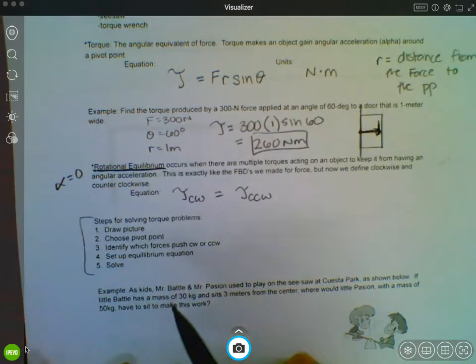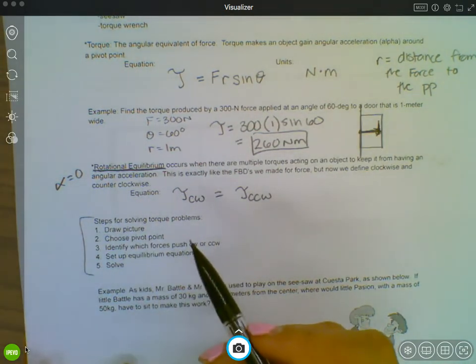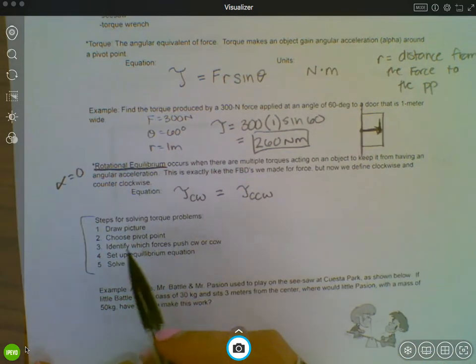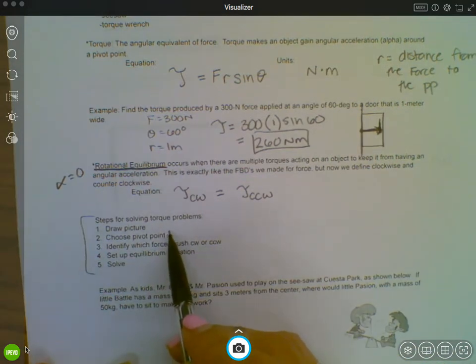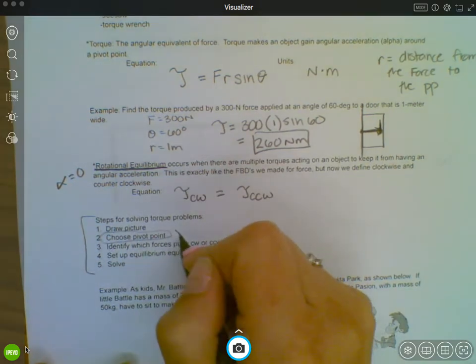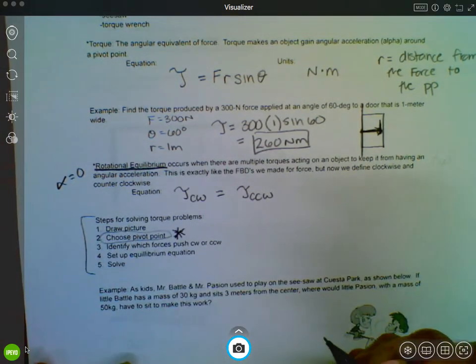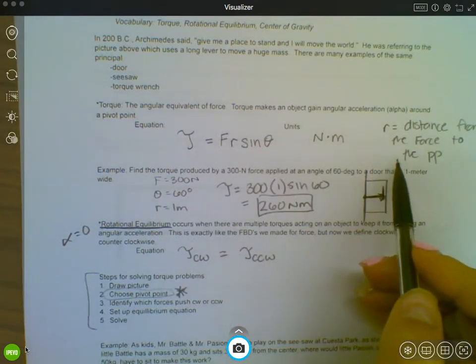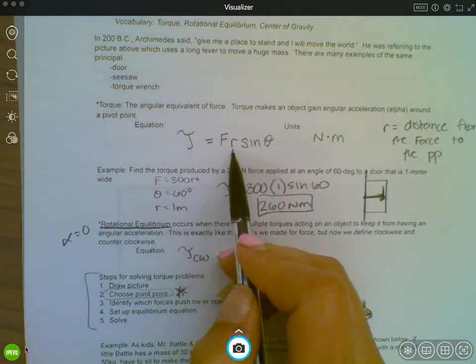Here are some steps for solving torque problems. First, you're going to want to draw a picture. I'm obviously going to do this when I do the example, so you'll see. Then you're going to choose a pivot point. This is key. Otherwise you're not going to know what R is, because it's the distance from the force to the pivot point. If you don't know what the pivot point is, how can you decide what the distance is?